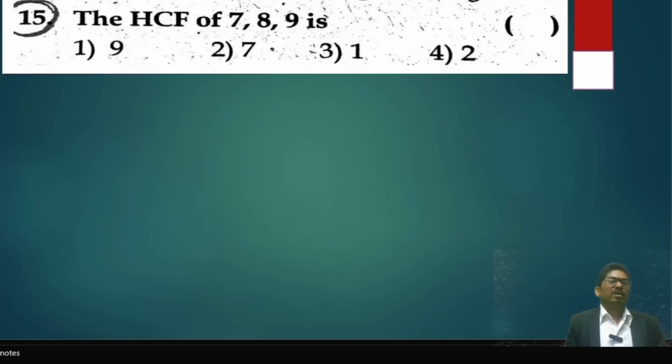Next question 15. The HCF of 7, 8, 9. We already learnt the concept of HCF. The HCF of consecutive natural numbers is always 1. So that's why option 3 is correct.